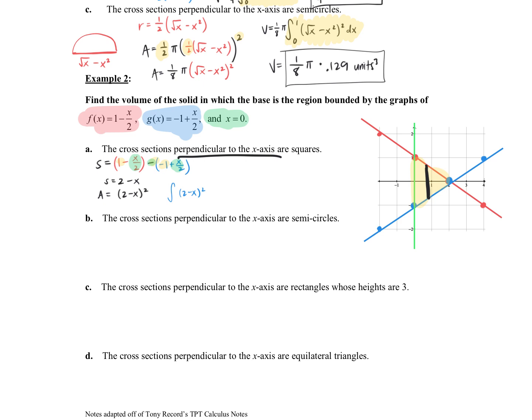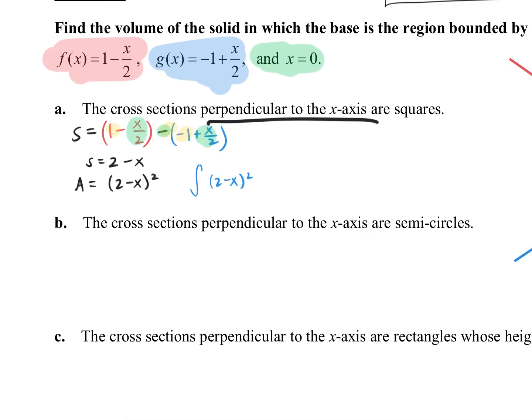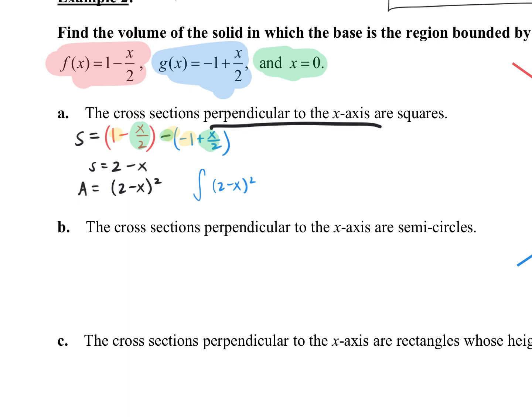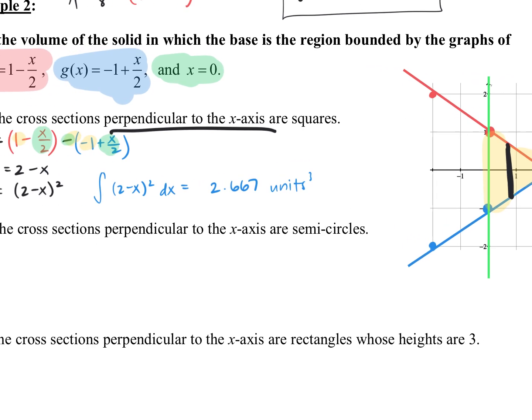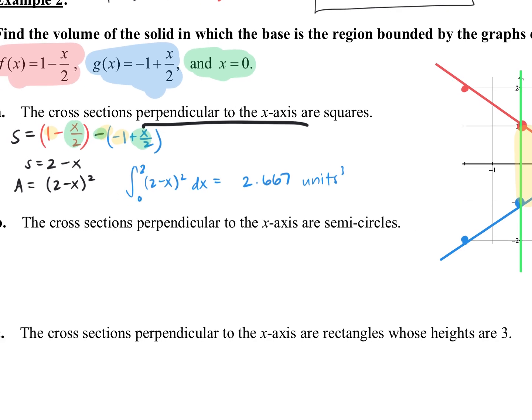Example 2 here. We were given 2 different lines and they intersected, but we did finish this one. I don't know why it erased itself. What did we get for example A when we evaluated this? 2.67. Okay, perfect. And this was from 0 to 2, right? Okay, perfect.